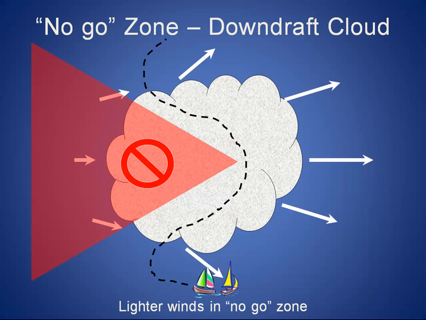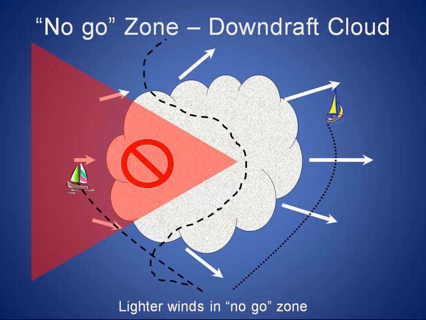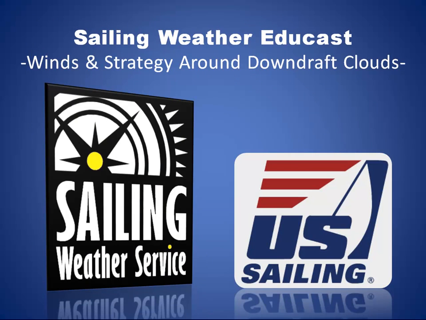However, if you have more of an option as to where you can sail in relationship to the cloud, maybe you're in a coastal race or you're just day sailing, when looking upwind, you'll want to at all costs avoid the backside of the cloud because that's where the lightest air will be found. You can think of it as a no-go zone with very light air. And theoretically, the boat sailing around the front side of the cloud would have better wind and reach their destination a lot quicker than the boat sailing around the back side of the cloud, as you can see in this example. And that's going to conclude our look at the winds around downdraft clouds.